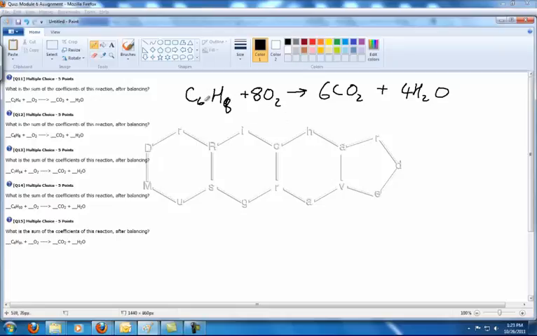Let's count this up and make sure we've got everything here. We've got 6 carbons, that's good. We've got 8 hydrogens, that's good. We've got 16 here. We've got 6 times 2 plus 4 is 16. So everything is balanced on that one as well. Alright, let's take a look at the next one, C7H14.